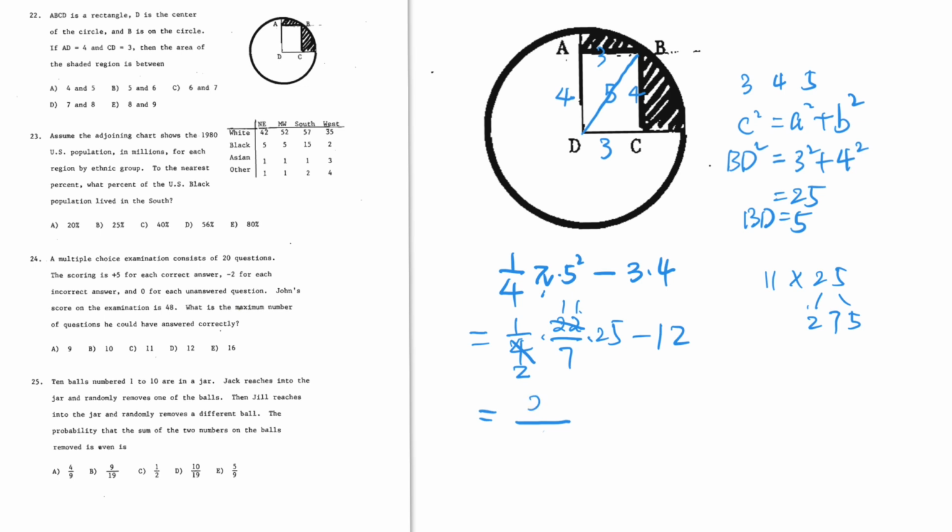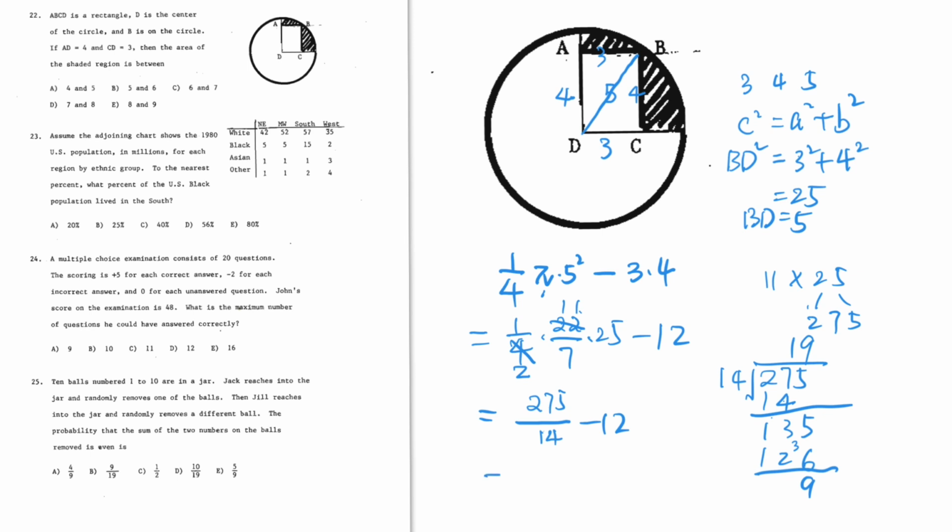Numerator is 275. Denominator is 2 times 7, that's 14, minus 12. 275 divided by 14: 1 times 14 goes into 27, that's 13. Then 5, 9. 4 times 9 is 36. 1 times 9 plus 3 is 12. Remainder 9.